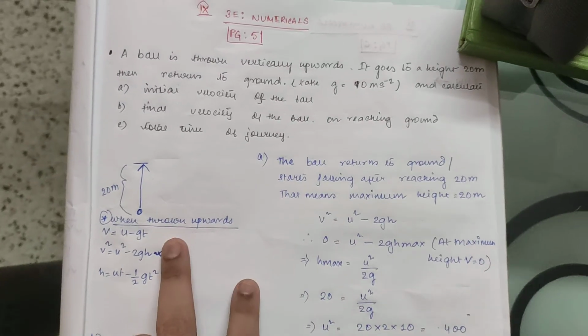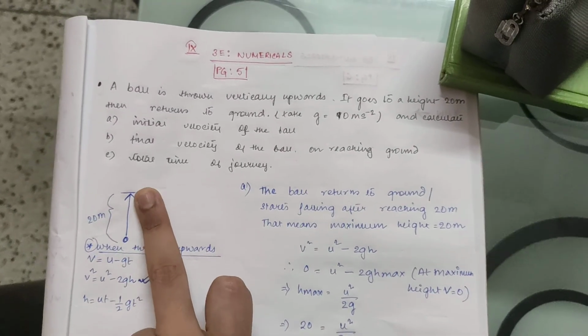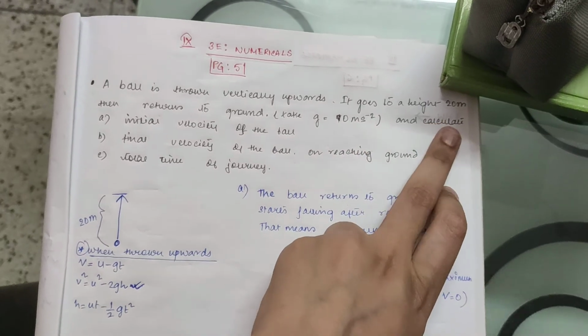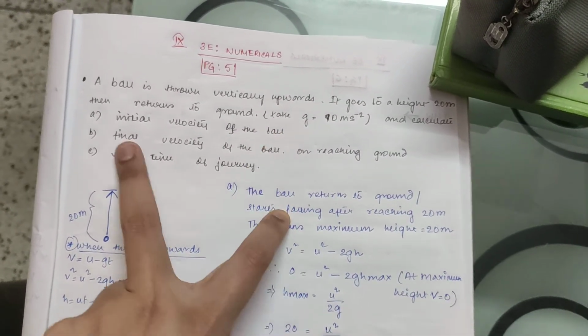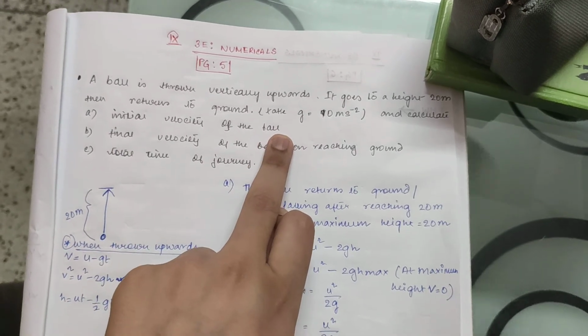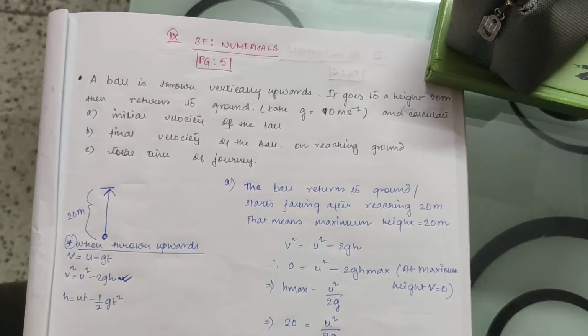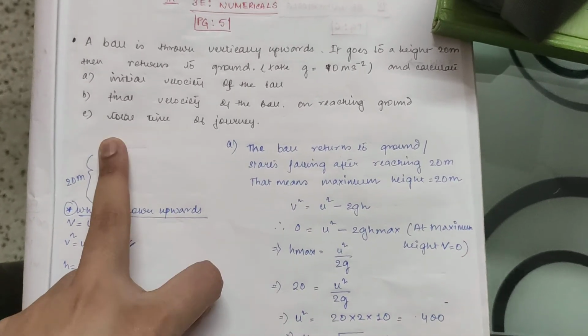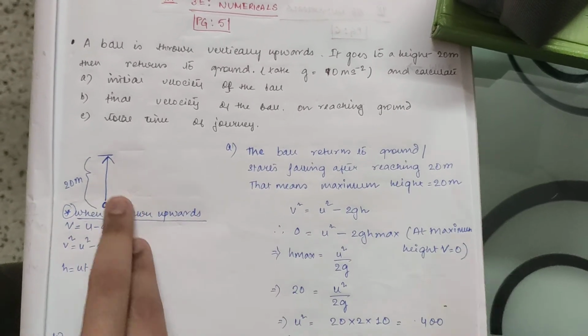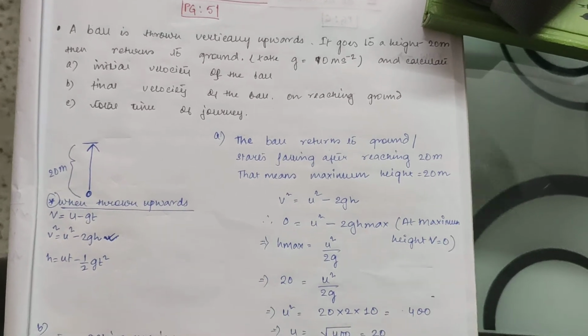Now see this one. Ball is thrown vertically upwards. It goes to a height 20 meter and then returns to the ground. Okay. You have to calculate the initial velocity of the ball. Let's do one by one. If I have to find the initial velocity of the ball when the ball was thrown upwards, these are the equations of motion. Thrown upwards, that's why.